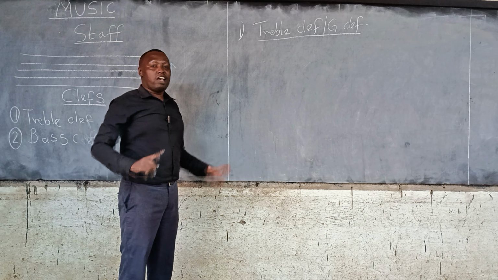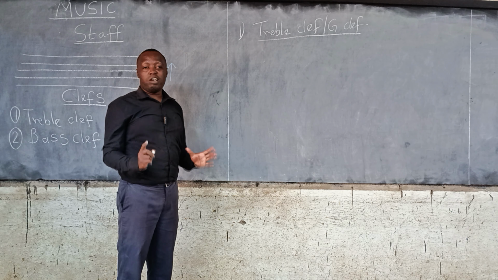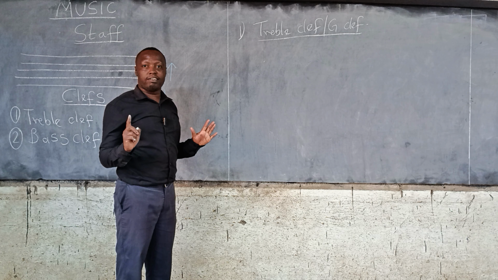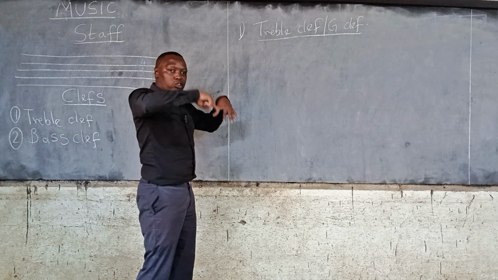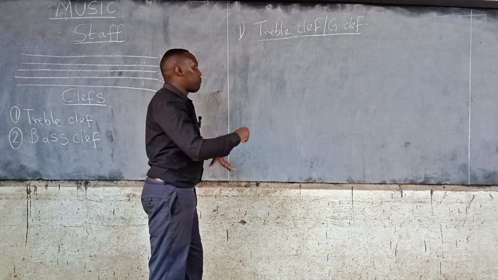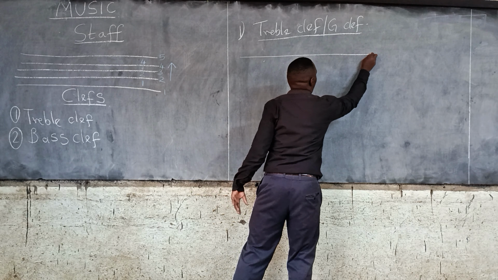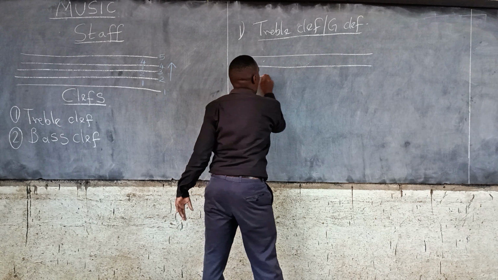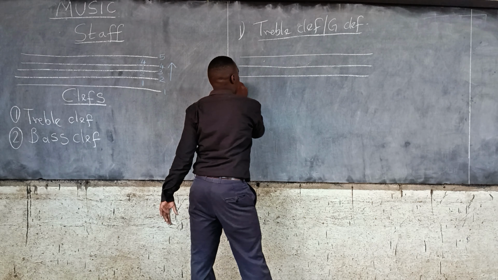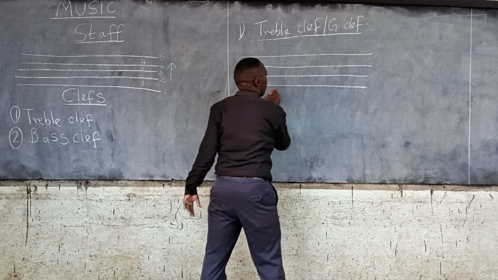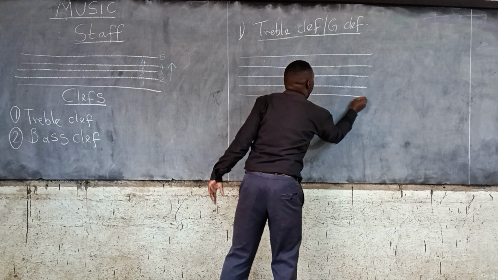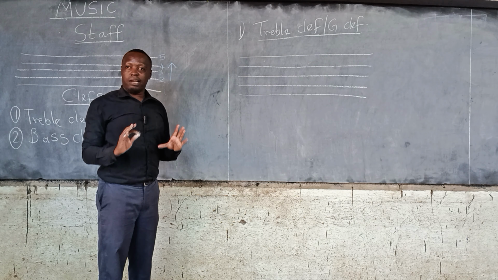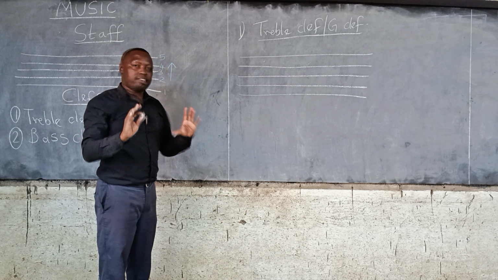Now understand this. This is how we are going to draw it. So first thing, we are going to draw a staff so that we can draw it inside the staff. Our staff will have 5 lines, like that. Then this is how we draw our treble clef, step by step.